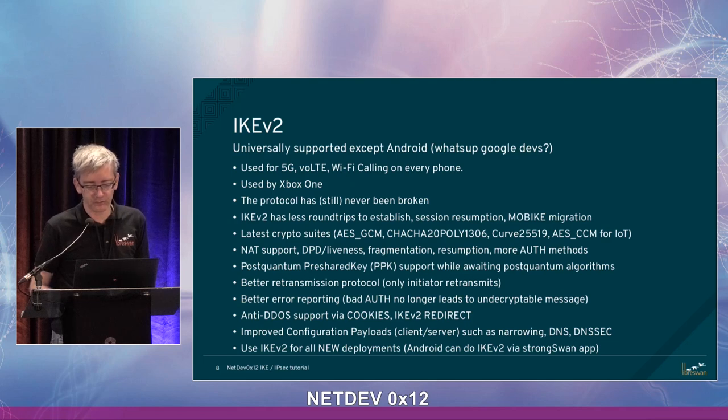There's a few less round trips in IKEv2, so it's faster to establish. If you use it on a phone, you can actually tell the difference because it's like two round trips less compared to IKEv1, so it's actually nicer. It defaults to modern crypto suites: GCM, ChaCha20-Poly1305, Curve25519, and CCM mostly for IoT devices. On IoT, they really prefer to do a little more work on the CPU if that saves them sending out a byte over the wireless connections. So there's a few different considerations on which algorithms to use there.